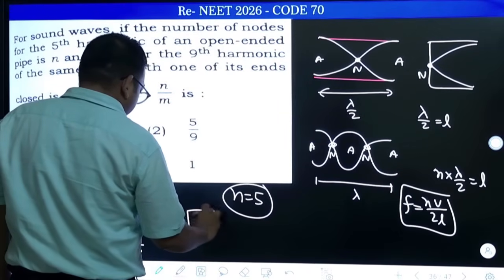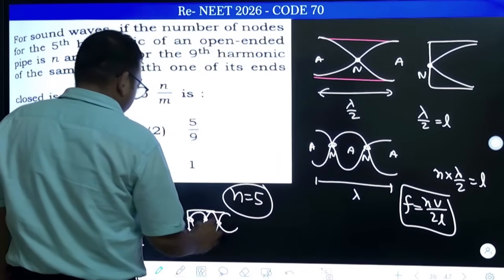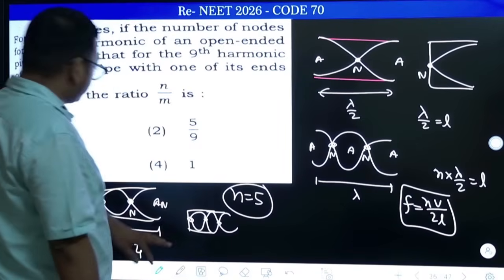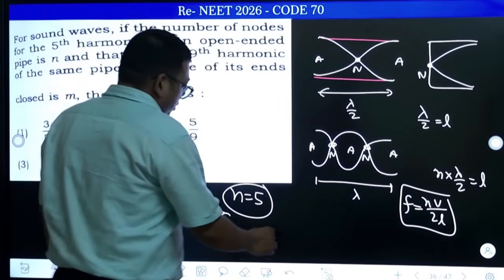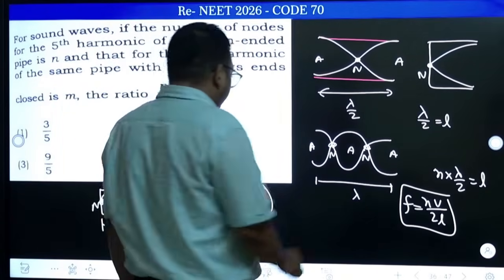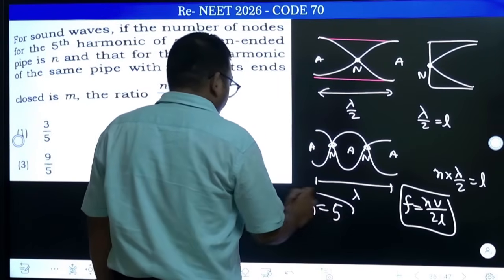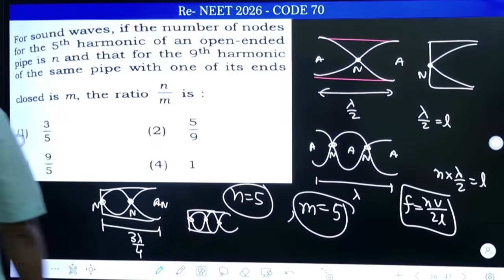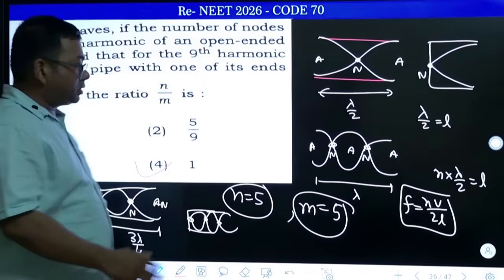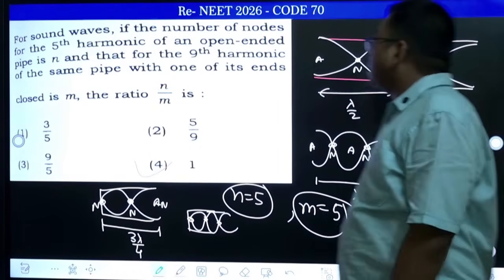Nine, you can check that. Suppose you do it like this, it will come. One, two, three, right? So this will be three nodes. So the fifth harmonic has three nodes, the seventh harmonic has four nodes, and the ninth harmonic has five nodes. So m must be five. Ninth harmonic, five nodes. So both are equal, right? The ratio becomes one. Here you need to understand these formulas and the relationship for the number of nodes also. Okay, done.